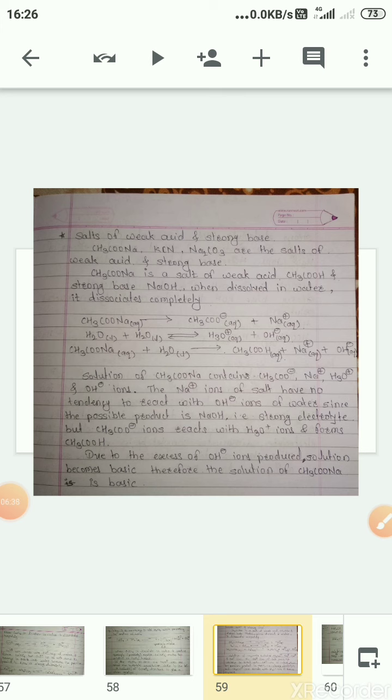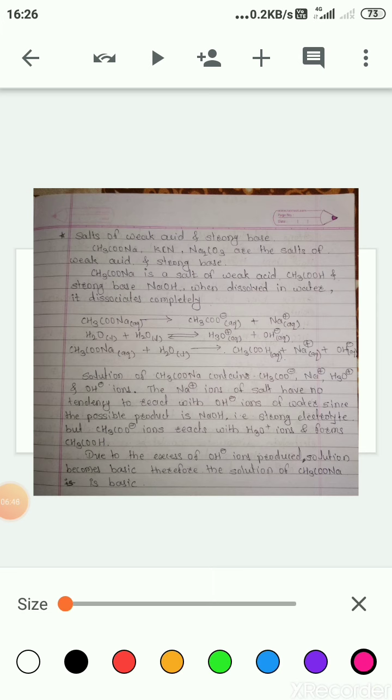Now dissociate sodium acetate, CH3COONa. It gives CH3COO minus and Na plus. Now we know that this acetate ion combines with H plus ion to produce CH3COOH, that is acetic acid, which is a weak electrolyte, and as it is a weak electrolyte, it dissociates partially or incompletely in solution.